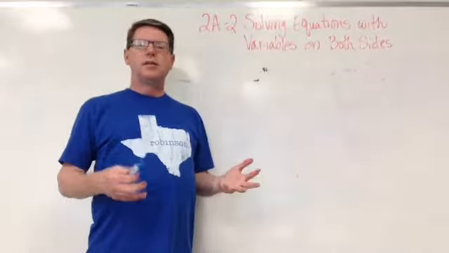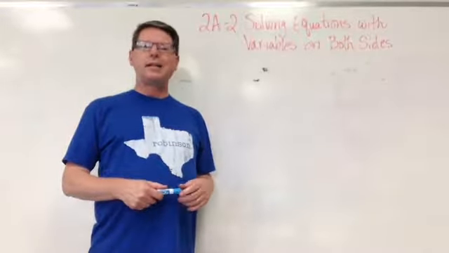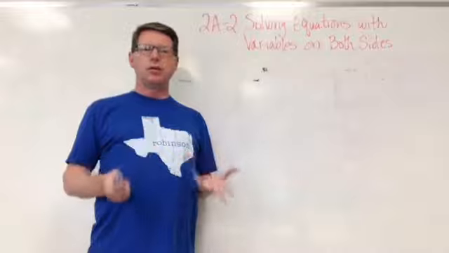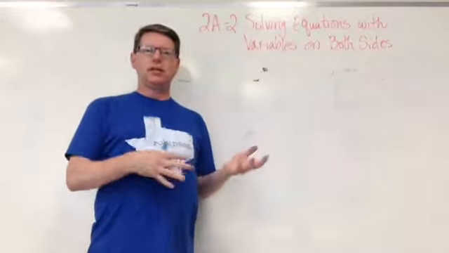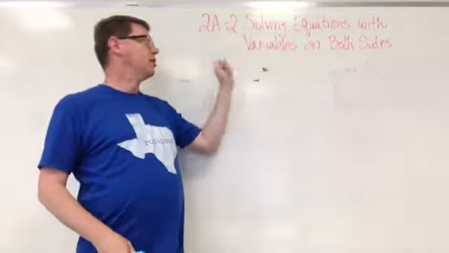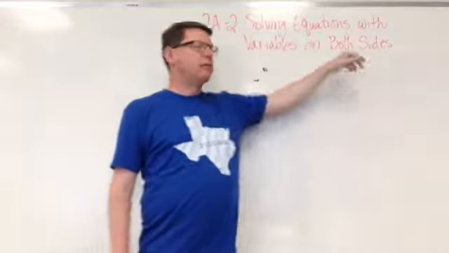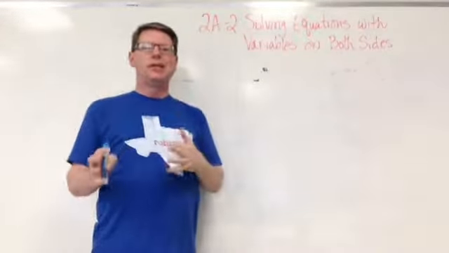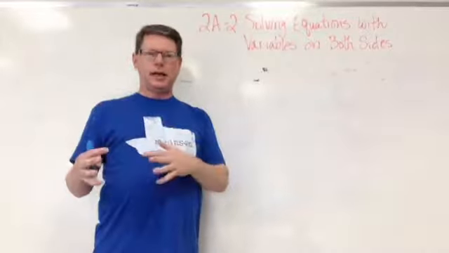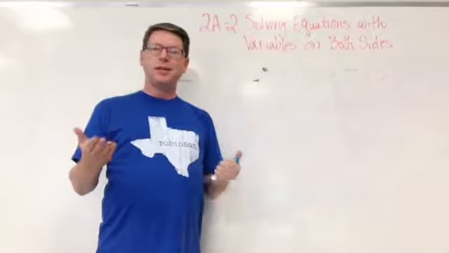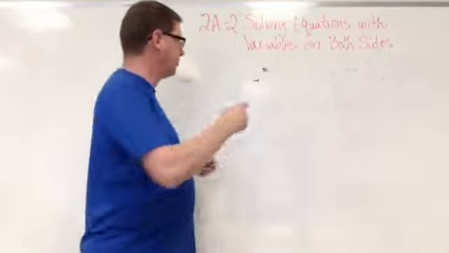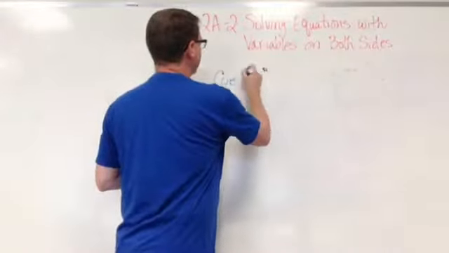Hello students, today we're going to look at an extension of solving equations where there are variables on both sides of the equal sign. So we're calling it solving equations with variables on both sides. And when we say both sides, we mean both sides of the equal sign. So there'll be variables on both sides. Some things we need to know, there's a little vocabulary word we need to know, and that vocabulary word is coefficient.